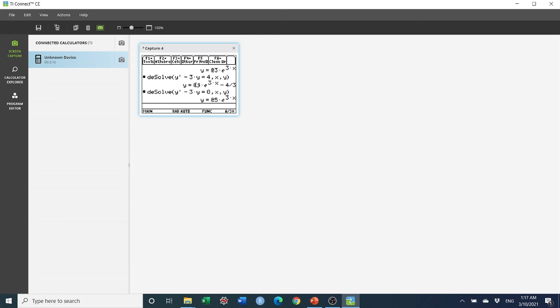And the answer is y equals constant times e to the 3x, which is what we got. And on the top row, we have the non-homogeneous: y prime minus 3y equals 4. And the answer is y equals constant times e to the 3x minus 4 thirds. Well, the order here is kind of not the same as what we had in the equation in the PowerPoint, but that's it. So here we've been able to verify the answers.